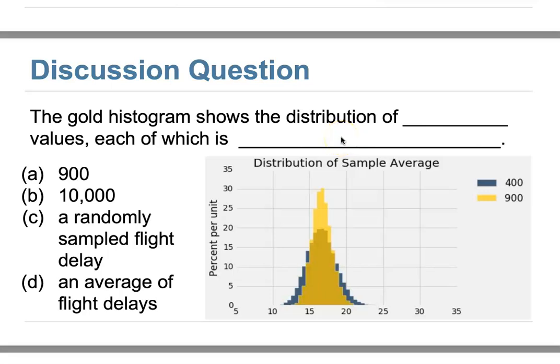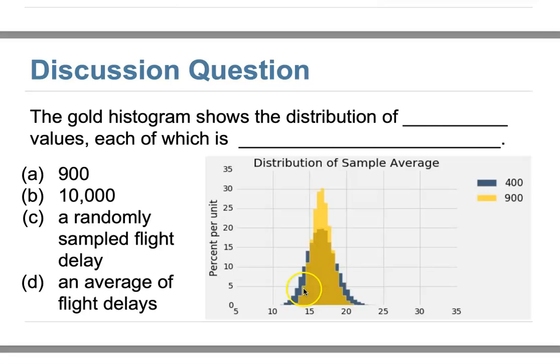I'm back, so I'm assuming you already got the answer. If you still did not get the answer, make sure you pause the video. Now I will have the answer to talk about. Since we talk about the gold histogram, we say that's 900. But what is this 900? It is the sample size. Since we talk about this whole histogram, it is the distribution of the 10,000 sample averages. From each sample, we have 900 samples. So that's why it's B.